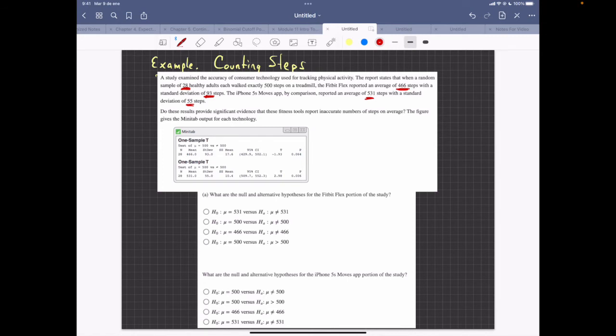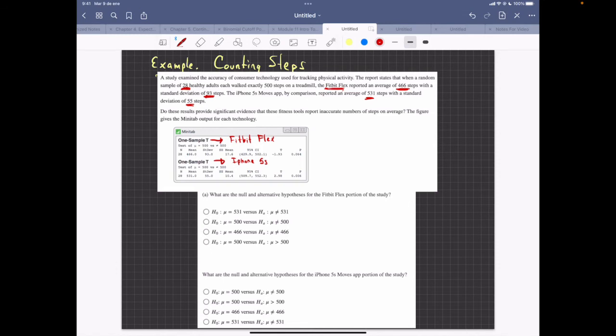So this one is for the first, Fitbit Flex. And this one is for the iPhone 5S. So this is the information we got in Minitab, right? As in the previous example, but now we have it here. So we have to do only the analysis.